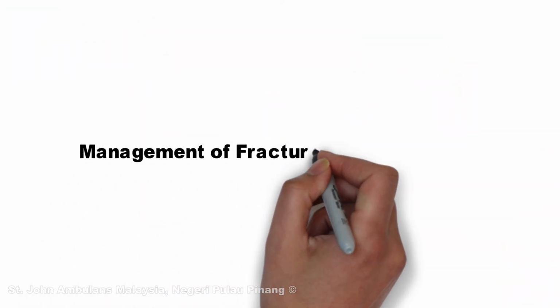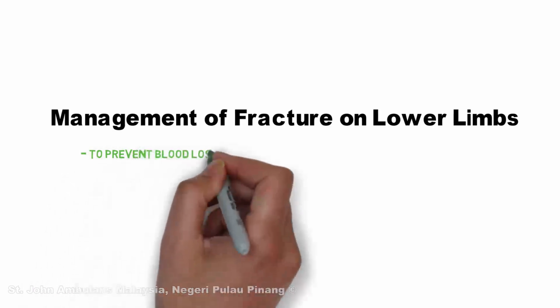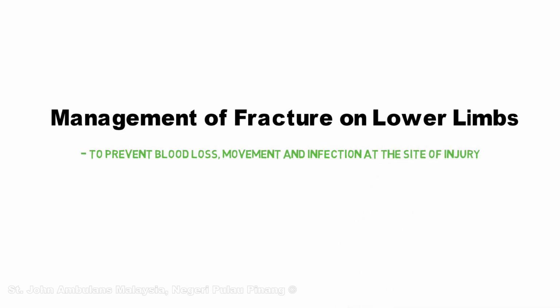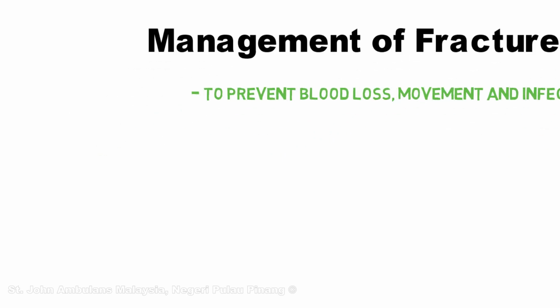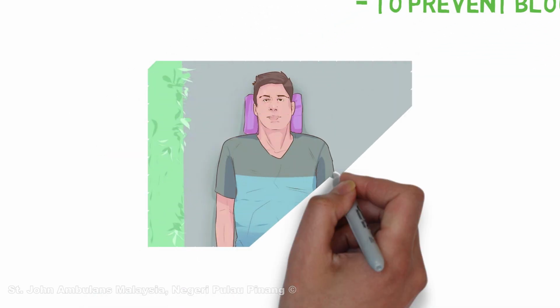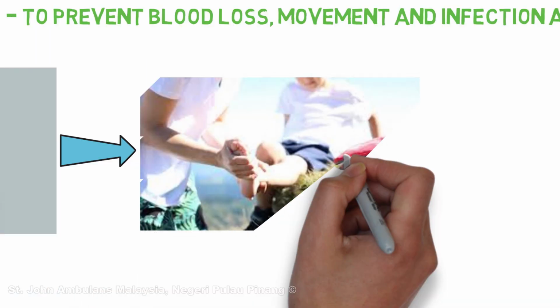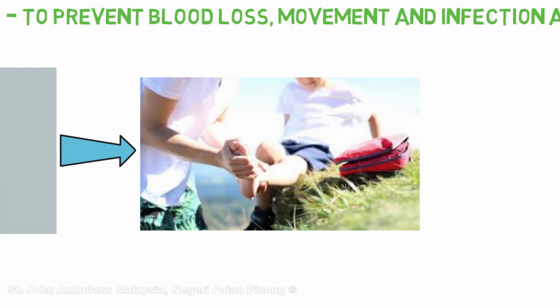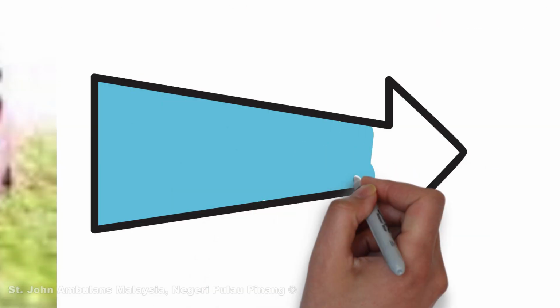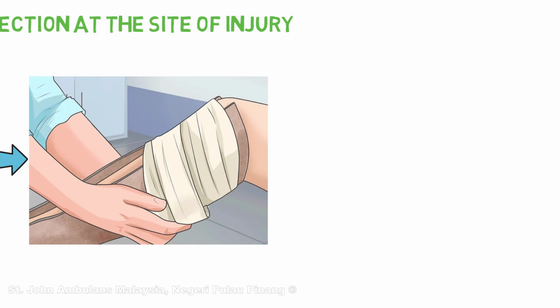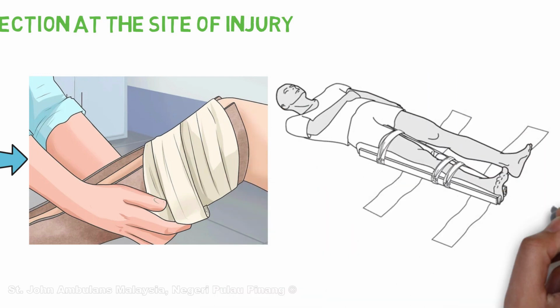For fracture of lower limbs, the aim is to prevent blood loss, movement, and infection at the site of the injury. If you see a casualty with suspected fracture of lower limbs, advise the casualty to keep still. Support the joints above and below the injured area with your hands, or ask a helper to do this until it is immobilized with a sling or bandages.